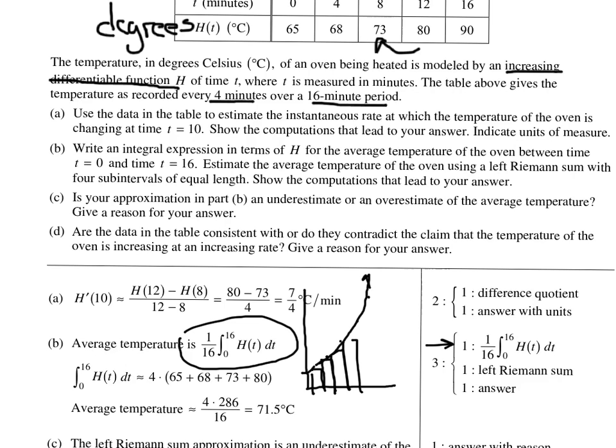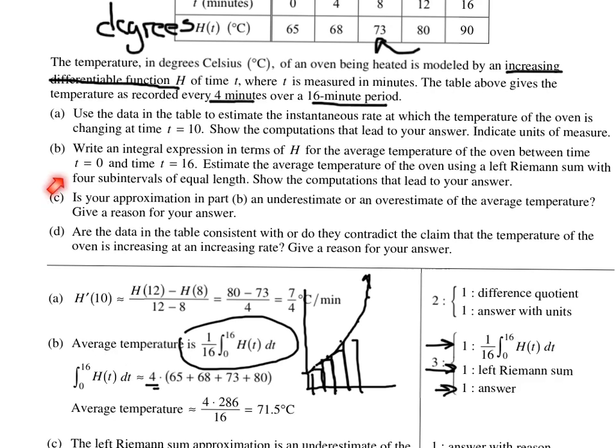Since the intervals are 4 wide, it's 4 times 65, and then 4 times 68, 4 times 73, and so forth. And so we end up dividing that all by 16, giving 71.5 degrees Celsius. So notice you get a point for showing the work on the Riemann sum and then getting the correct answer. Okay, moving along to part C.